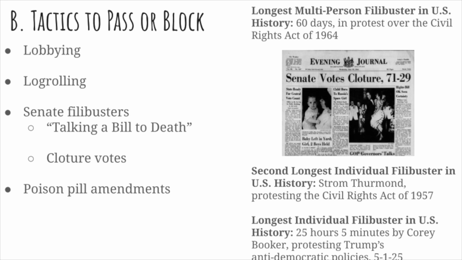The next thing that we're going to talk about is a filibuster. A filibuster is a way to kill a bill or to prevent a bill from being passed. It can only be done in the Senate. A filibuster is a Senate-specific thing.